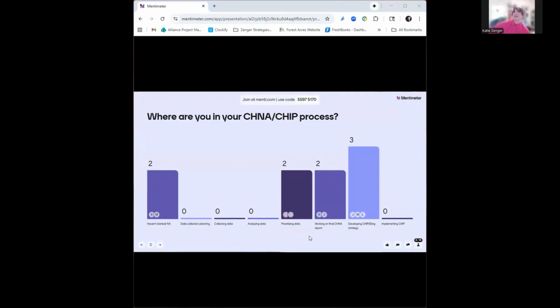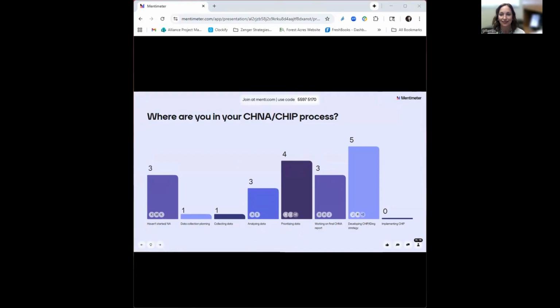Pam, is this what you expected for folks? It's looking like few haven't started, few are prioritizing, more working on their final report and working on that CHIP strategy, which is kind of together. Yeah. Okay, a few more in terms of collecting data. Great. So many of you are working on developing your CHIPs. All right. But nobody's implementing yet. So, all right, do we want to go to the next one?